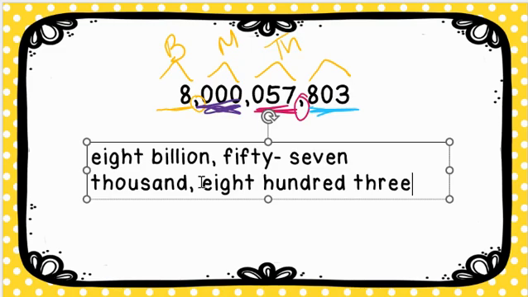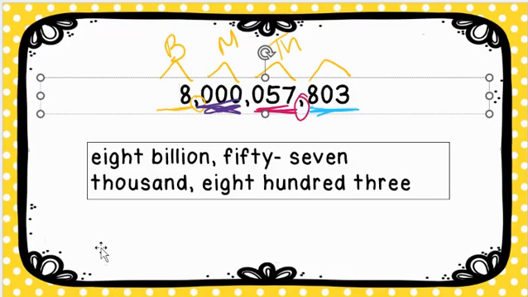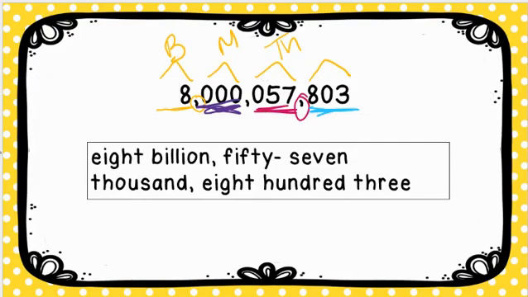So notice I'm chunking, I'm reading, I'm putting the period name. So I'm chunking 8, then I'm putting the period name, billion. We don't have to say anything for that. I'm chunking again, 57, there's a comma, so I'm saying the period name, 1,000, 803. And please remember, it is not 'eight hundred and three.' We don't say 'and' until we start working with decimals. So it is 803.